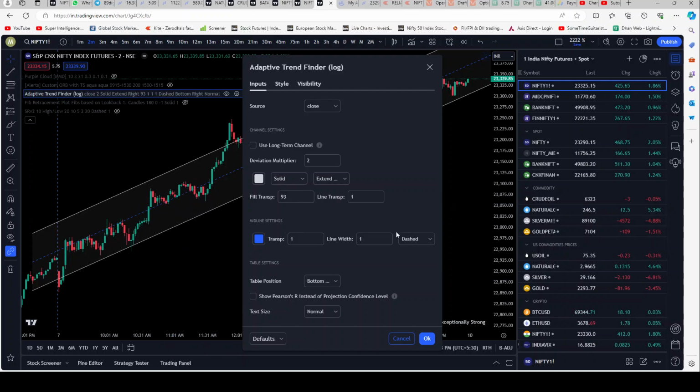All right. Even though I don't use the center line on my daily charts, let it be on for the sake of this demo, and I'll tell you how I use the Adaptive Trend Finder. I use it more for intraday. So let's begin.